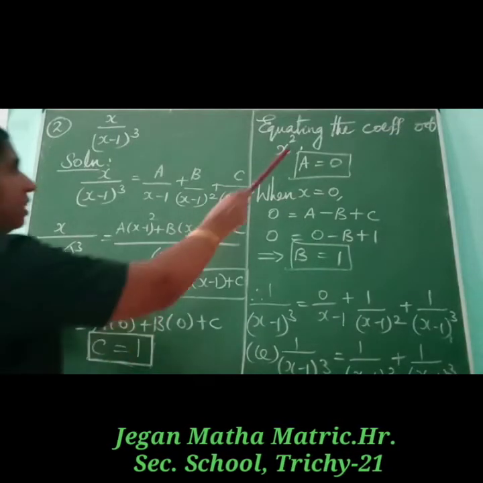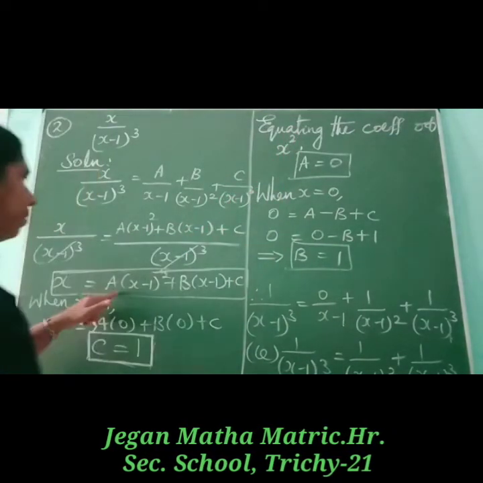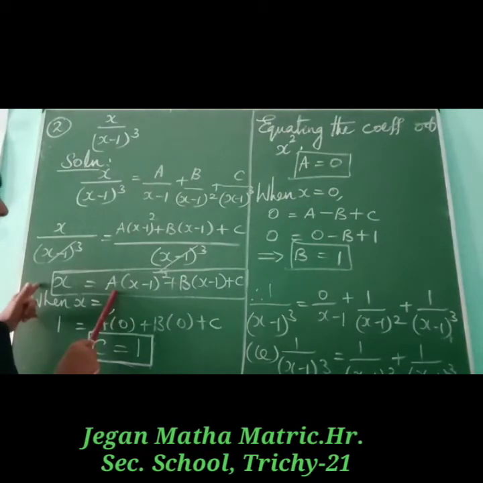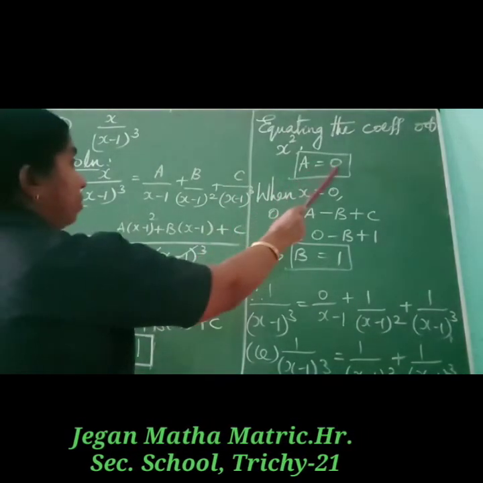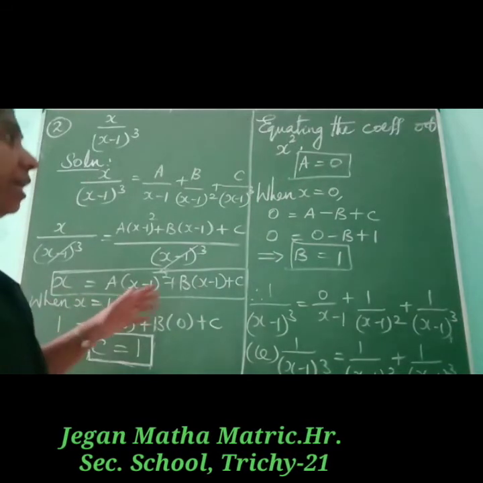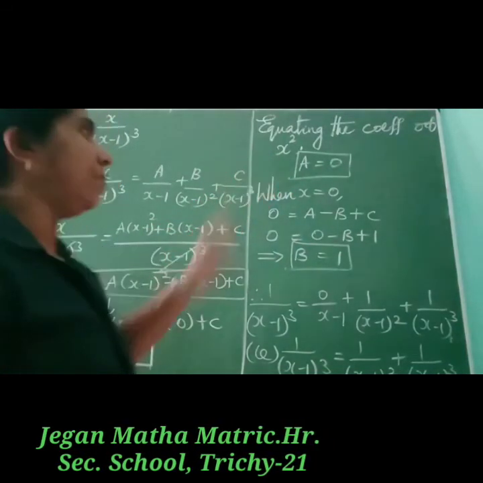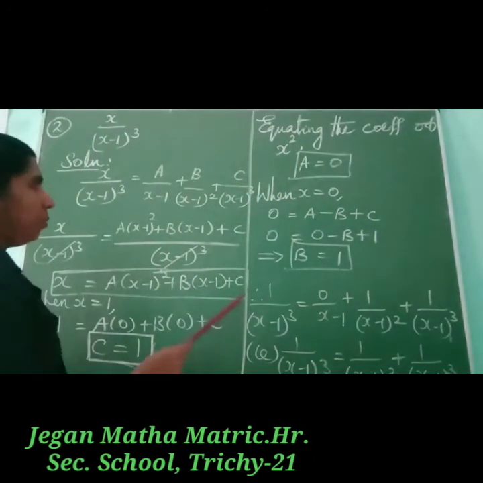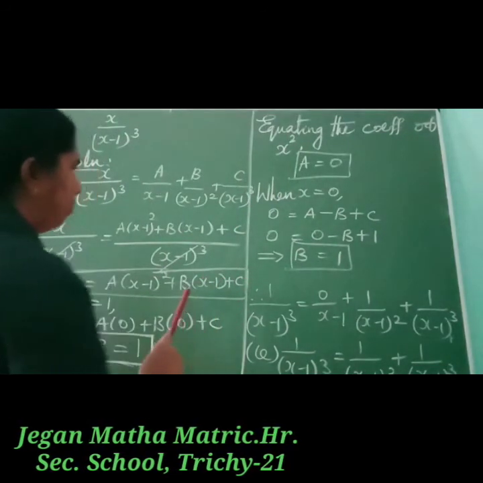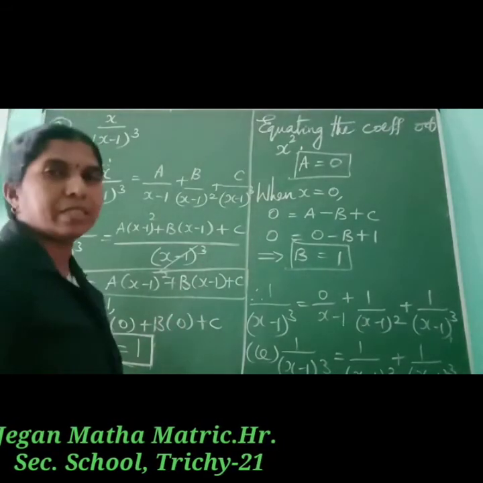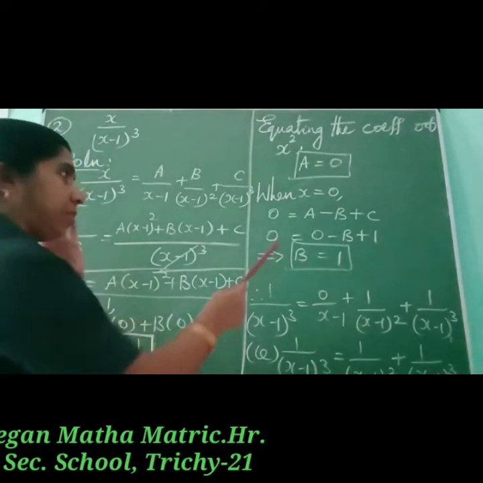So when we equate the coefficient of x square, we will get a is equal to, there is no x square term, so a is equal to 0. So the value of a we get directly when we equate the coefficient of x square. Now, to find the other value b, we can select any different value. We can substitute any different value for x.